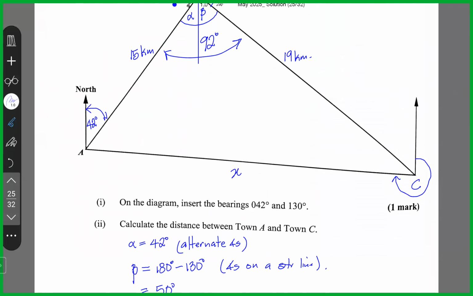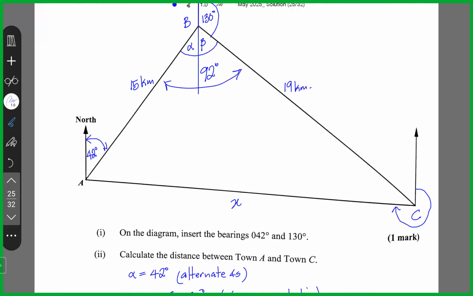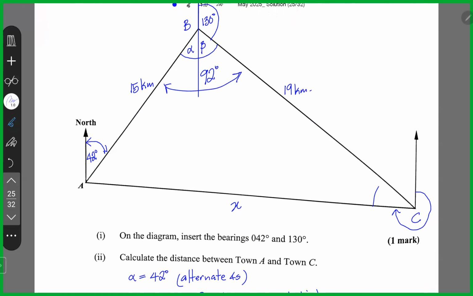Now let's see how we're going to get that angle. To get that angle, it would be good if we know this entire angle here. Remember, we know that this is 50. So we know that this piece here is also 50. They are alternate angles. This piece we don't know, I'm going to call it theta.